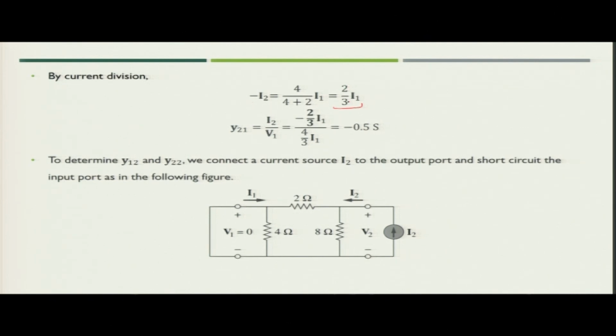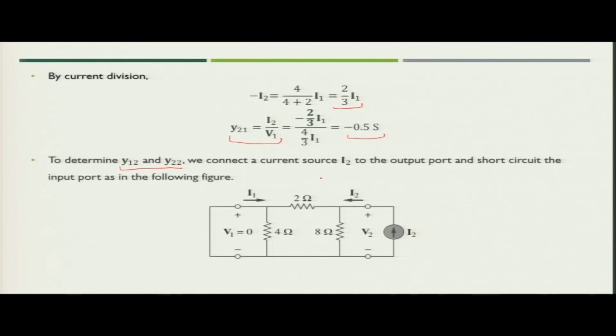Now, you know that we have calculated the value of V1 in terms of I1 and we have also calculated the value of I2 in terms of I1. We can find out the value of Y21, that is I2 upon V1, and when you simplify by putting the value of I2 and V1 in terms of I1, you will get the value of Y21, that is minus 0.5 Siemens. Now, next task is to find out the value of Y12 and Y22.